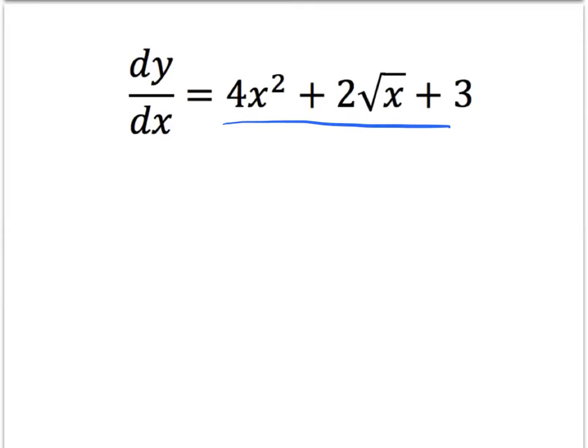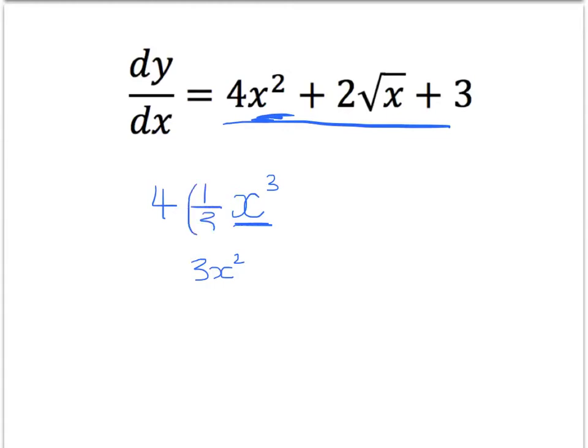So this has got an x squared. So when we differentiate, we take one from the power. So when we integrate, we're going to add one. So it's definitely going to have an x cubed. And then the 4 is going to stay there. And then let's think about it. So if we differentiated x cubed, we'd get 3x squared. And we want 4x squared. So that 4 stays there.